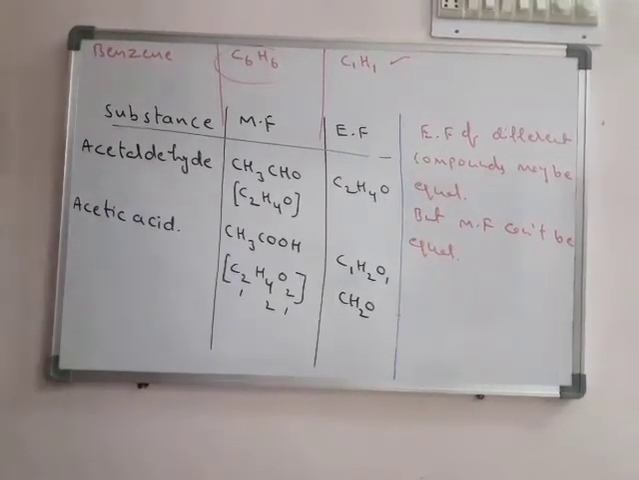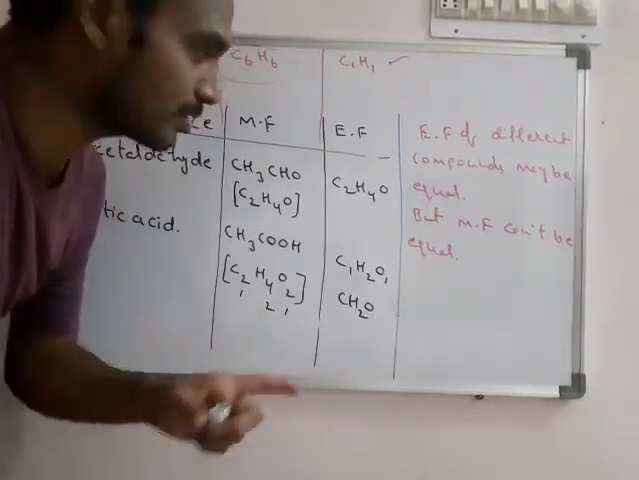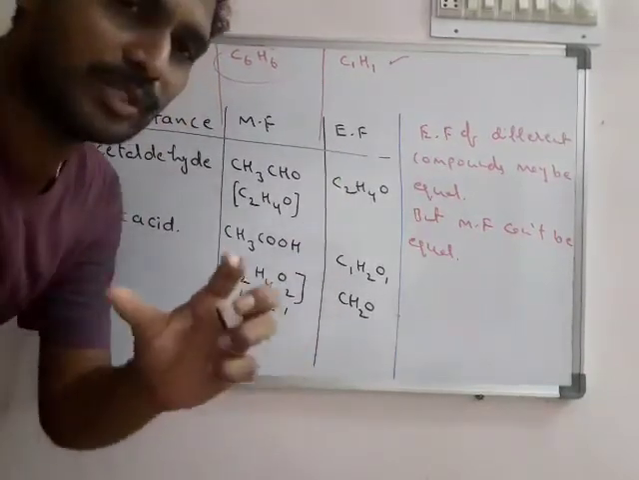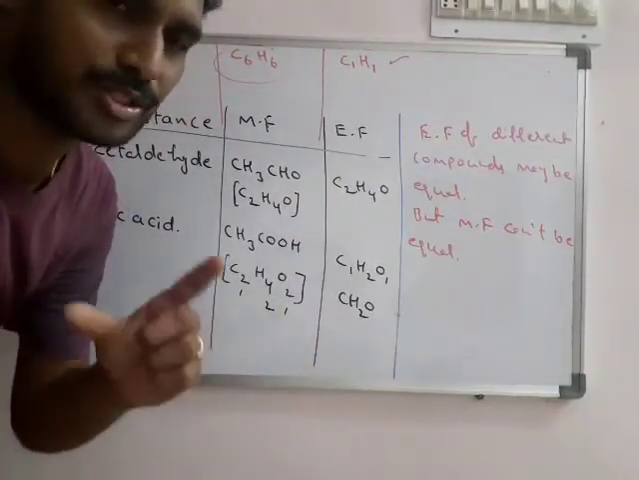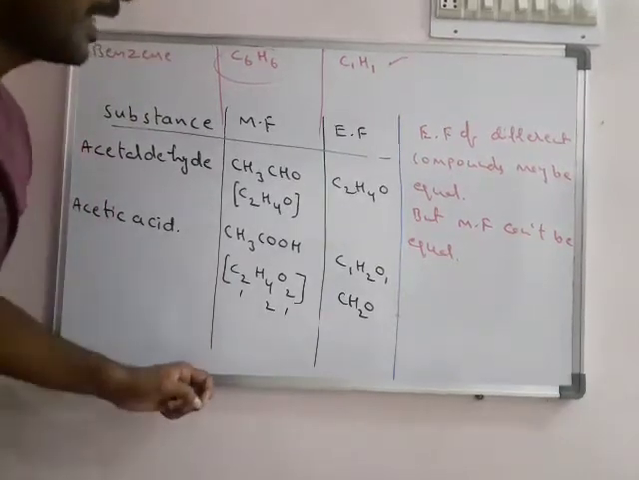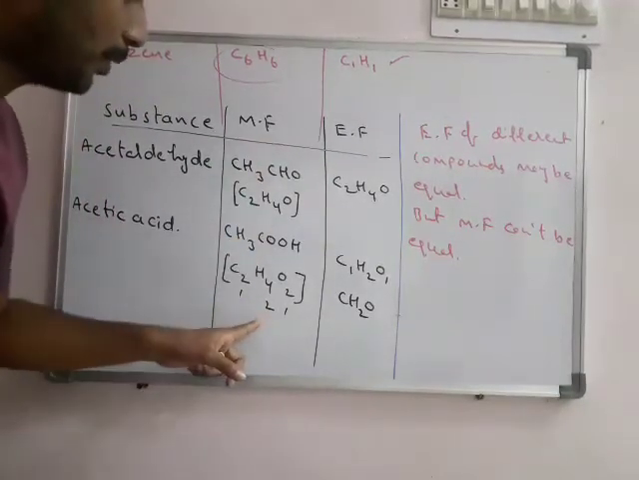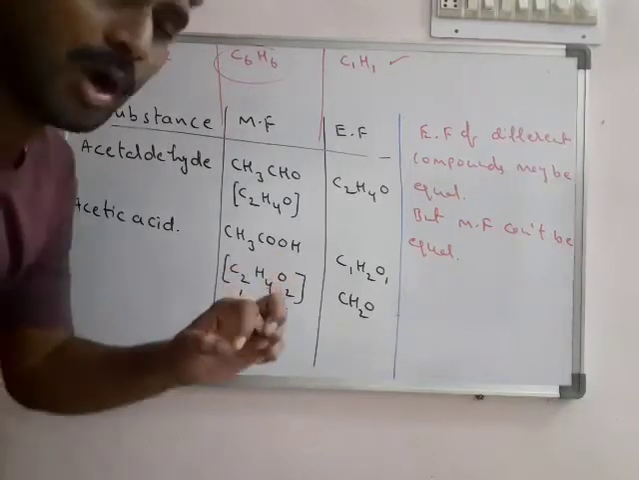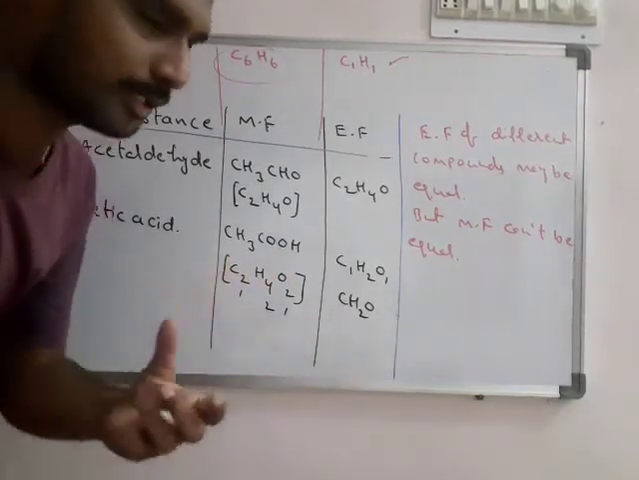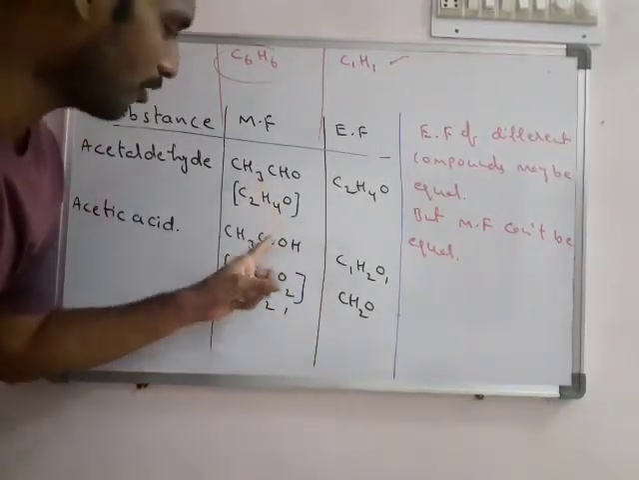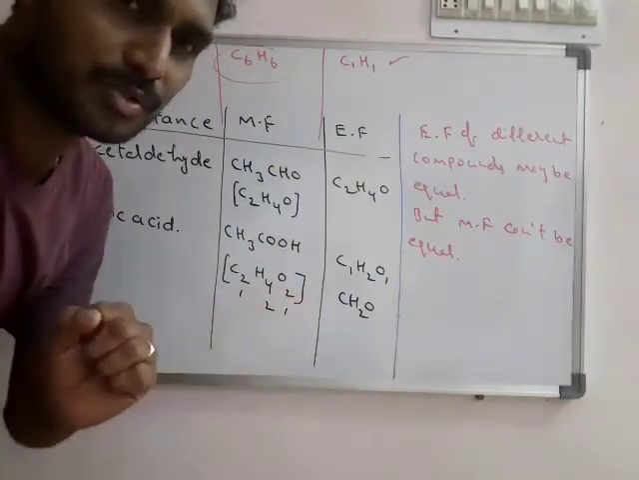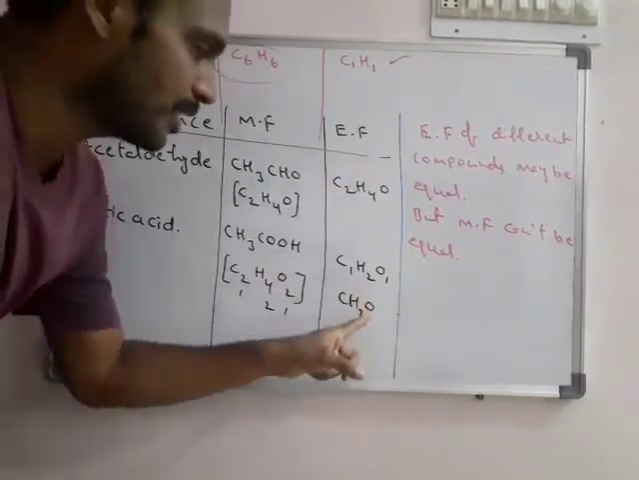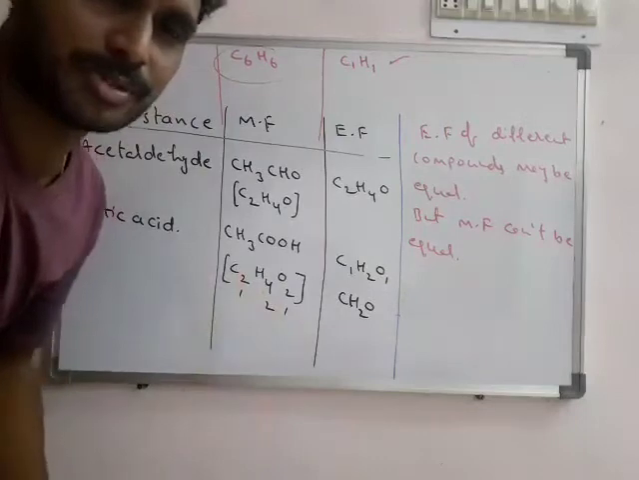Okay, so these are the differences between the empirical formula and the molecular formula. The molecular formula gives perfect information about the number of atoms. The empirical formula gives only the ratio of the atoms of different elements in the molecule of a substance. Also, the molecular formulas of different compounds cannot be equal to one another, but the empirical formulas of different compounds may be equal.